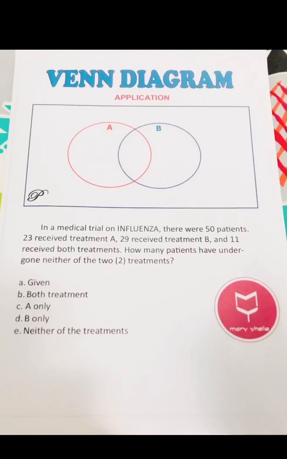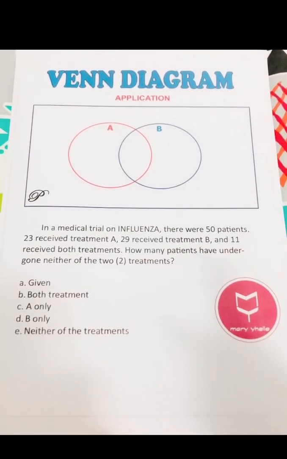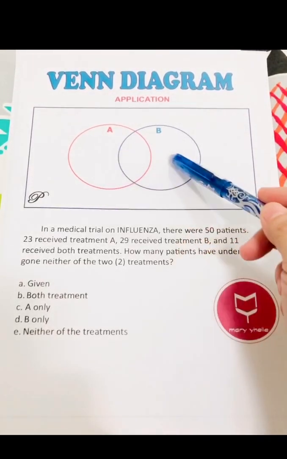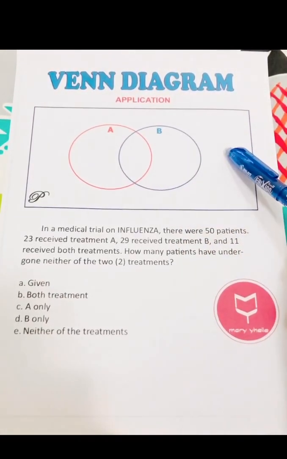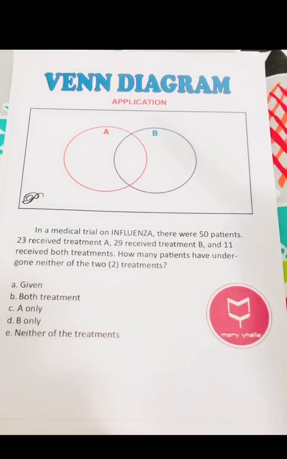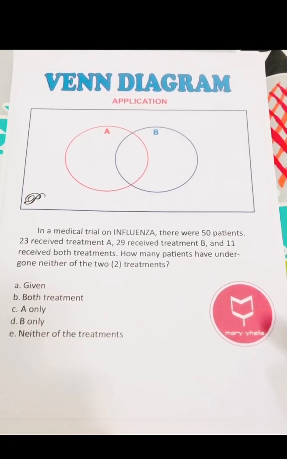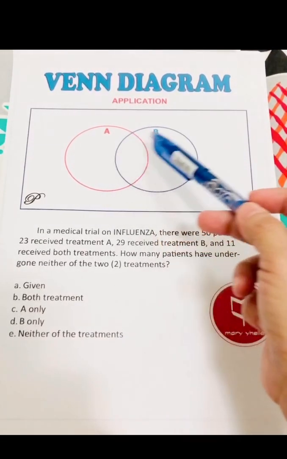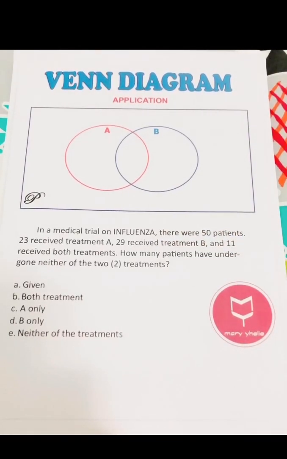For the first application or problem solving about Venn diagram, I already put two different circles on the universal set because the problem states that in a medical trial on influenza, there were 50 patients. 23 received treatment A, 29 received treatment B. So that represents the first and the second circle. And 11 received both treatments.